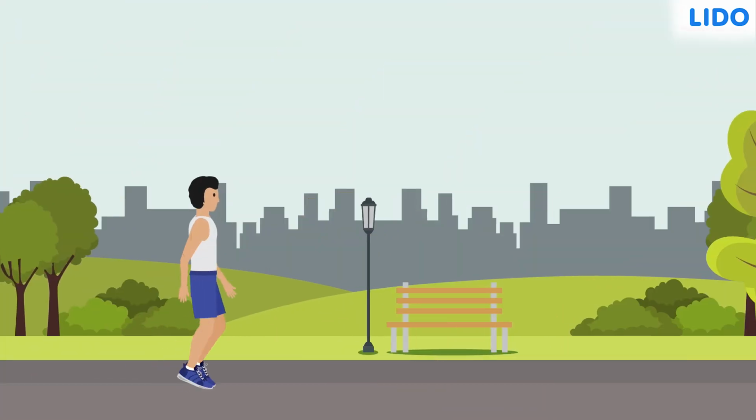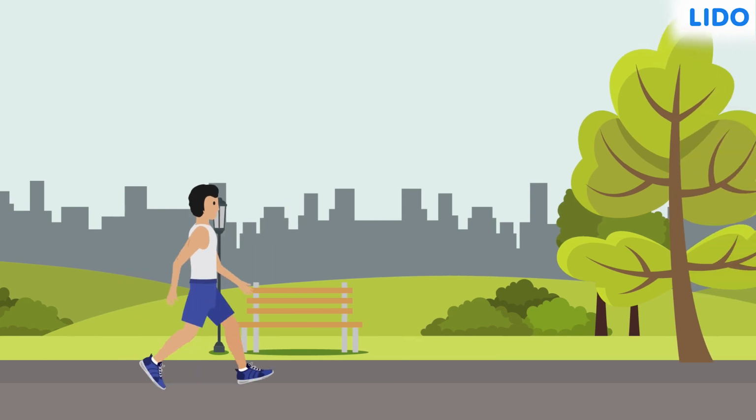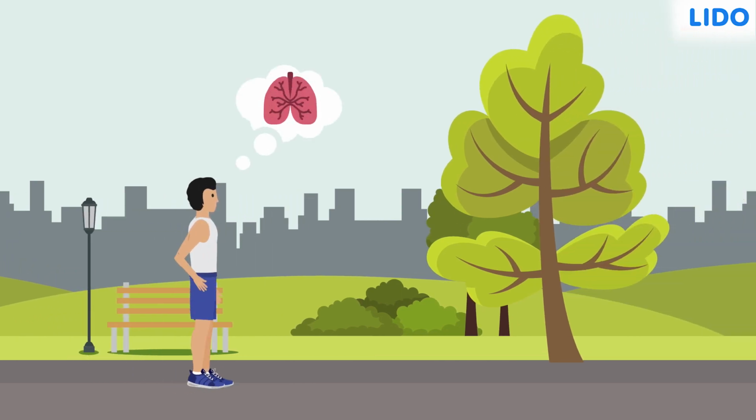As Roshan kept on walking, he saw a large tree which he could relate to the lungs in our body. How is that possible? Well, that's a story for another day.